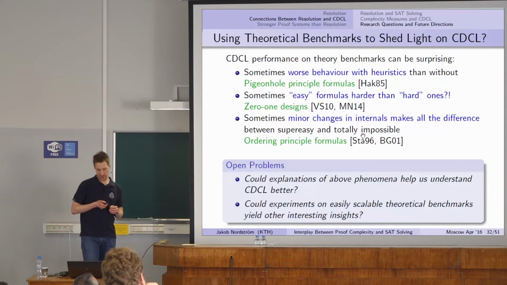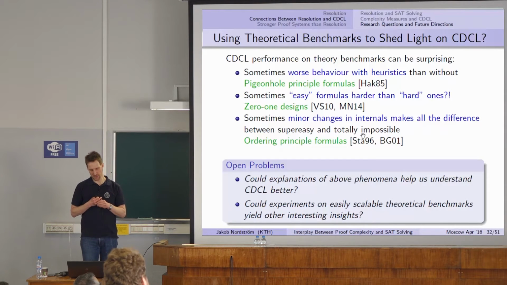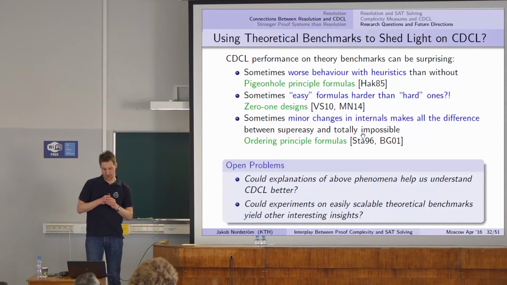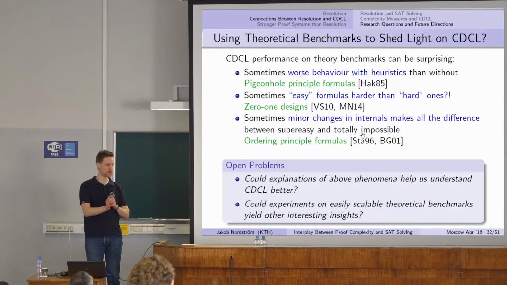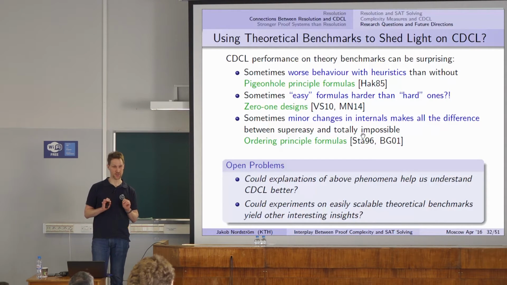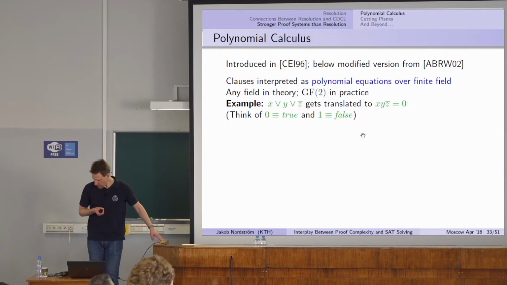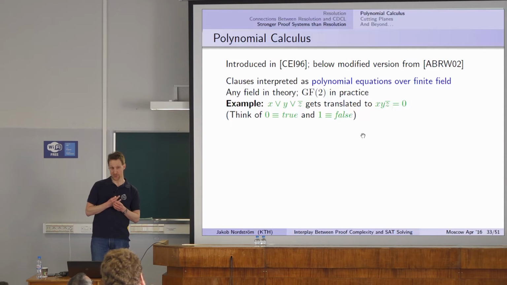Okay, slide, but I could say quickly that you do see strange things sometimes when you run SAT solvers on these theoretical benchmarks, that sometimes you can show that the heuristic goes wrong. Sometimes formulas that look very easy in theory are very hard in practice. And sometimes, for instance, for these ordering principle formulas, there are some very fine, low-level detailed settings in the SAT solver that nobody suspected were that important, and it turns out to be really important, and we still don't really understand why.